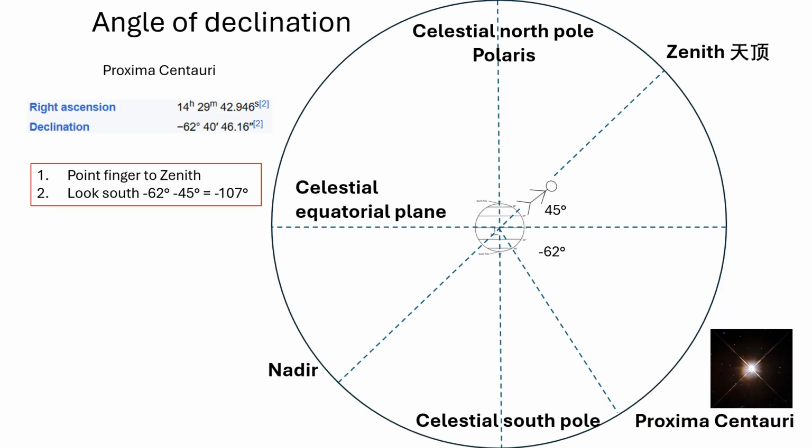In the end, let's try to find Proxima Centauri. That's the closest star outside the solar system. The declination is negative 62, and negative 62 minus latitude 45, we have negative 107. From the zenith point, move south by 107 degrees. Oops, that's under the ground. So at 45 degrees in the Twin Cities, we can never see Proxima Centauri. We have to move south.